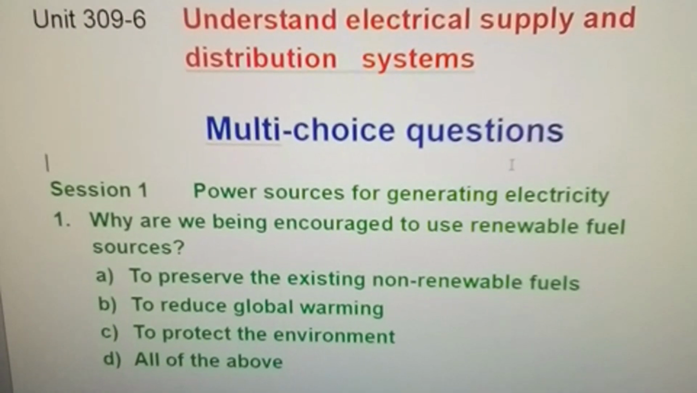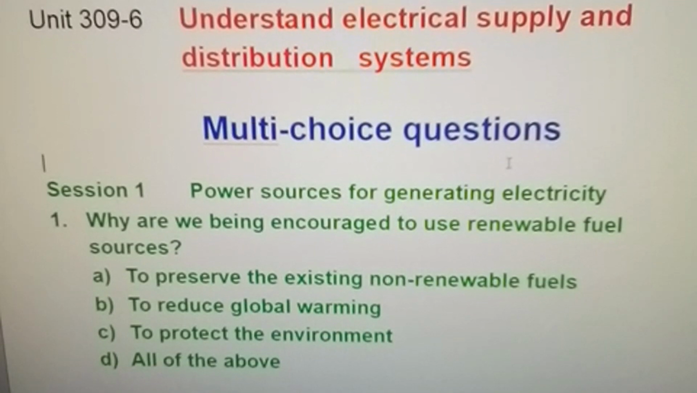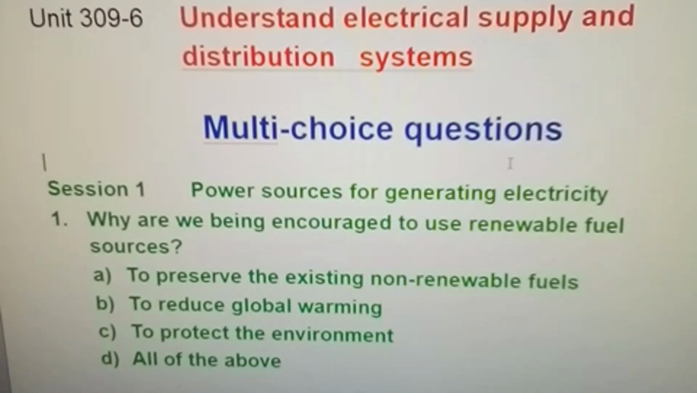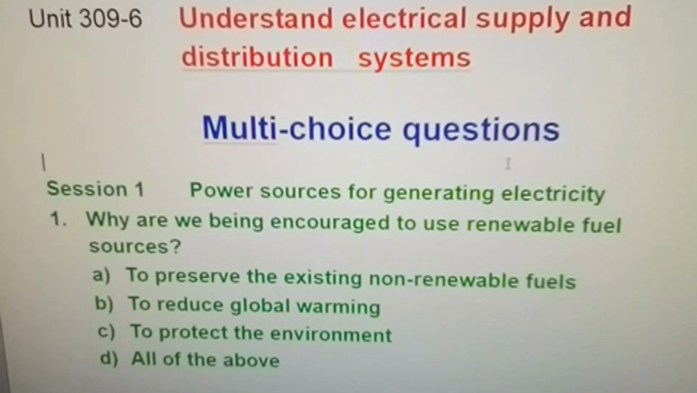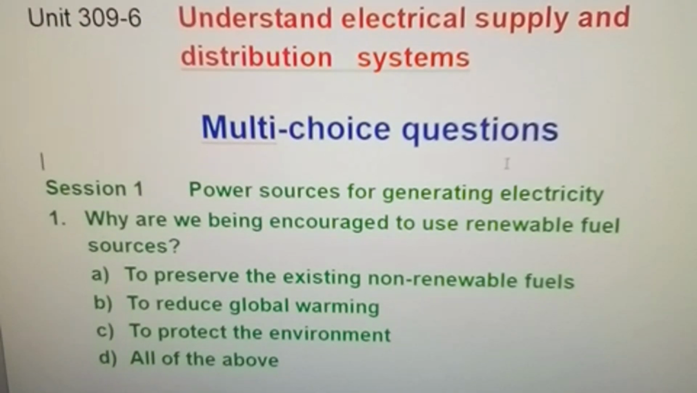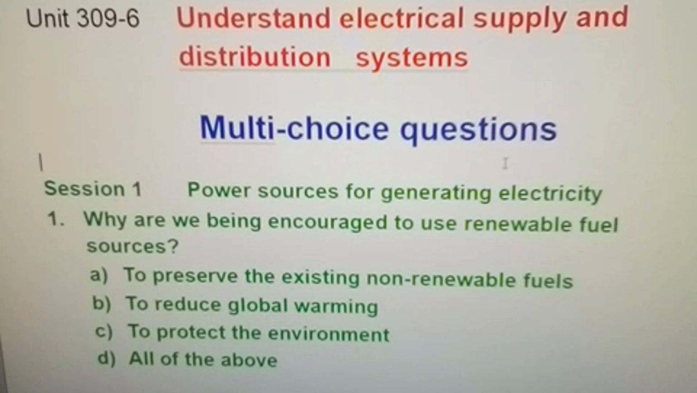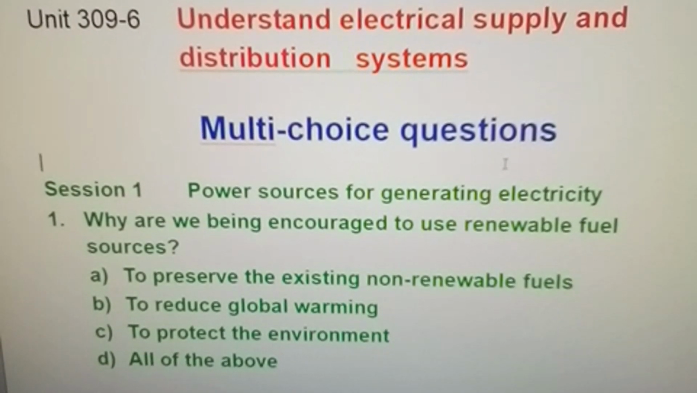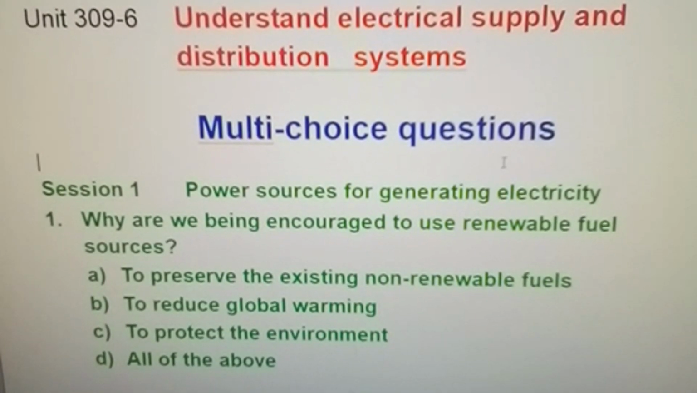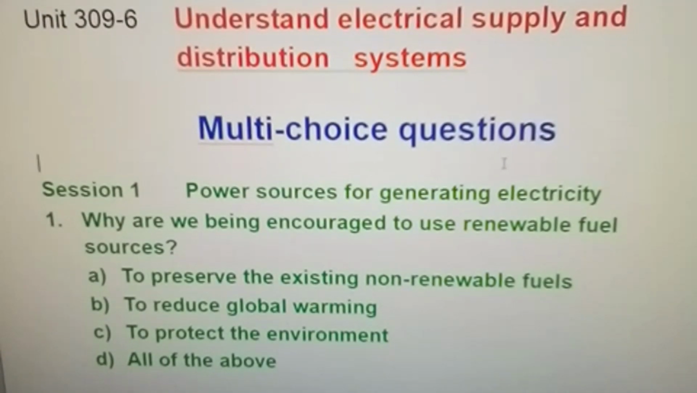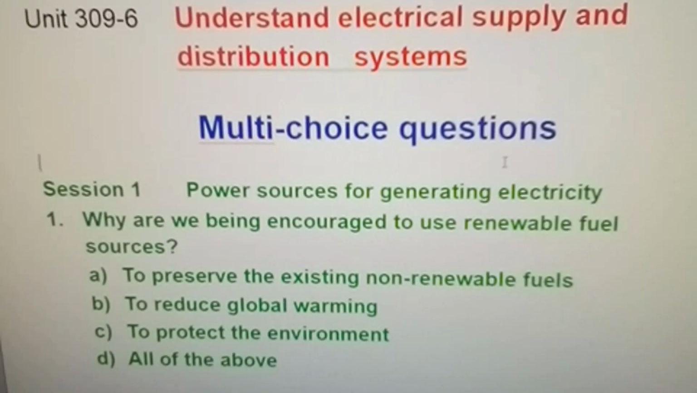Okay, welcome back. What we want to look at is the understanding of electrical supply and distribution systems. Now, whether you are doing the 2365, 2357, 5357, this principle still applies. And for some of you, you would have found that we did distribution of supplies the other day for the 2365. And you were given quite a large number of handouts as well.